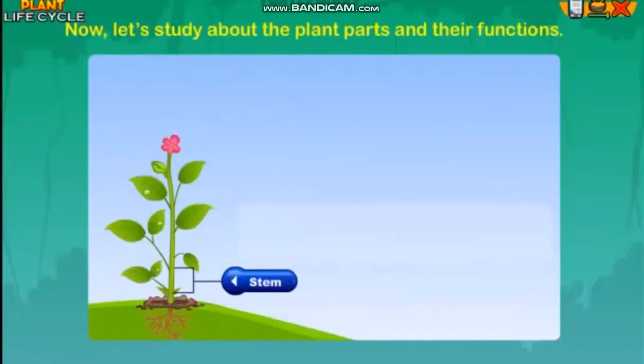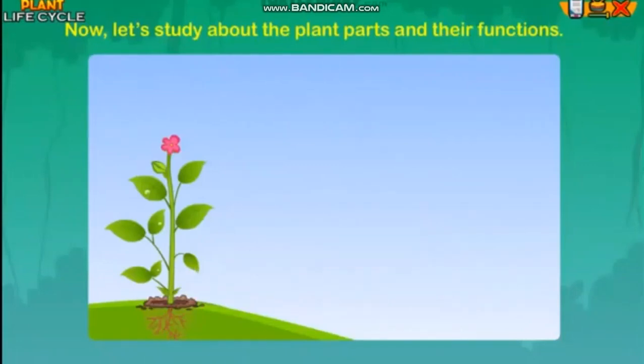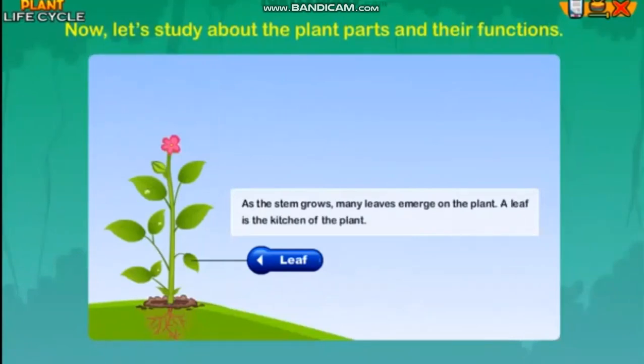Stem. The stem too grows out of the seed. The stem is the backbone of a plant. It provides support to the plant. Leaf. As the stem grows, many leaves emerge on the plant. A leaf is the kitchen of the plant. It makes food for the entire plant.